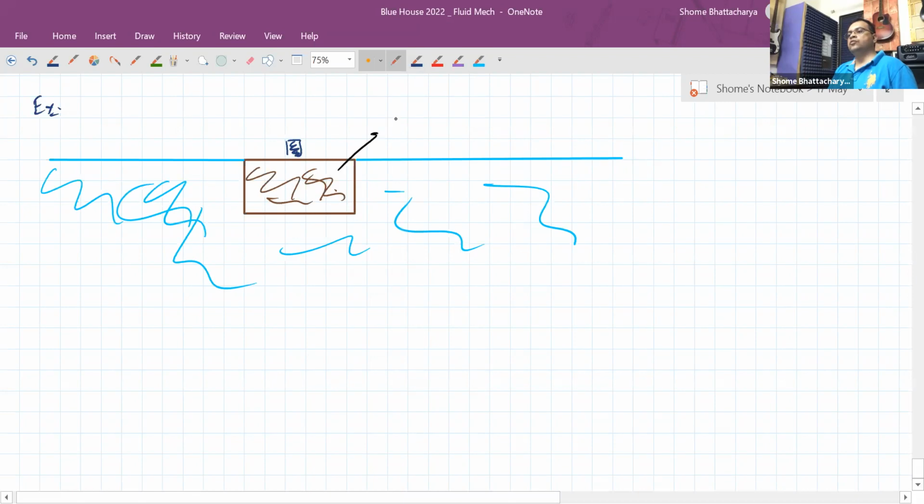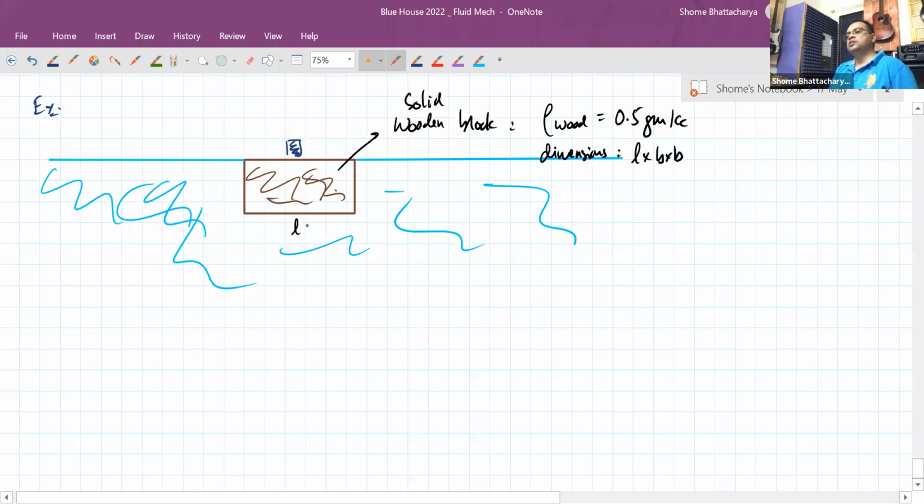So we have a wooden block. It is a solid wooden block, and the density of wood is given to us as 0.5 gram per cc. This is the length and this is the width, and the depth is the same as the width. So it's L into B, where L is equal to, let's say, 20 centimeters and B is 10 centimeters.